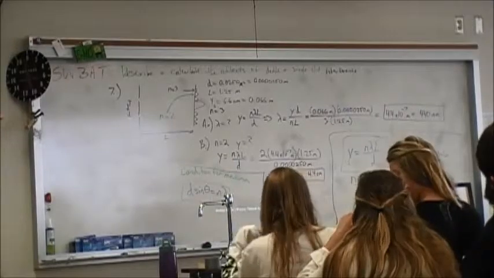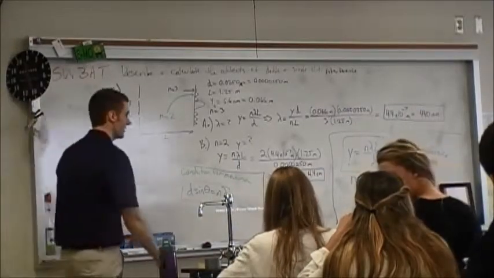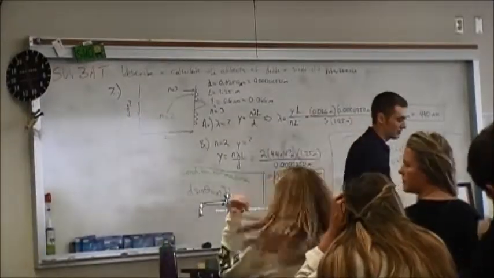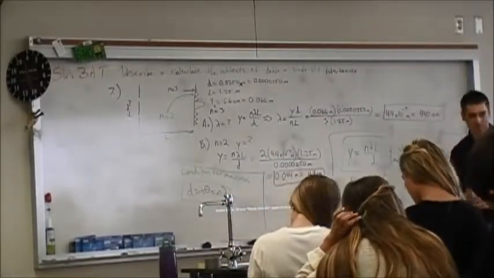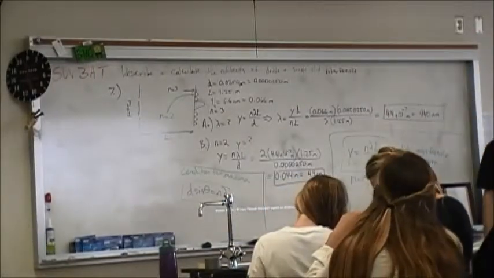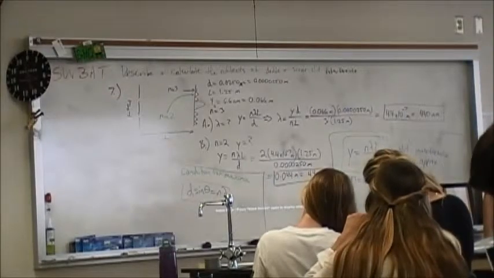How many nanometers in a meter? A billion. Yeah, a nanometer is a billionth of a meter. A nanometer would be 10 to the negative 9.